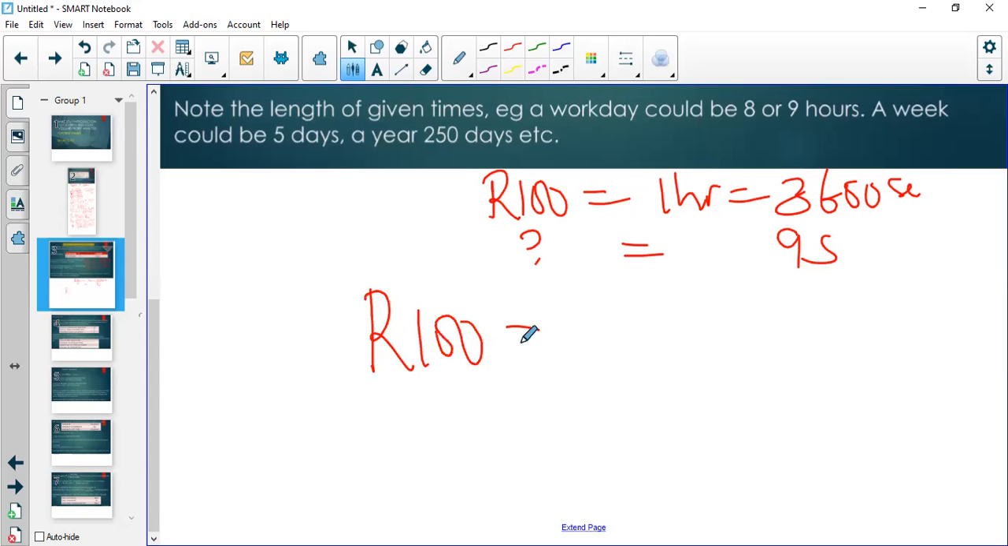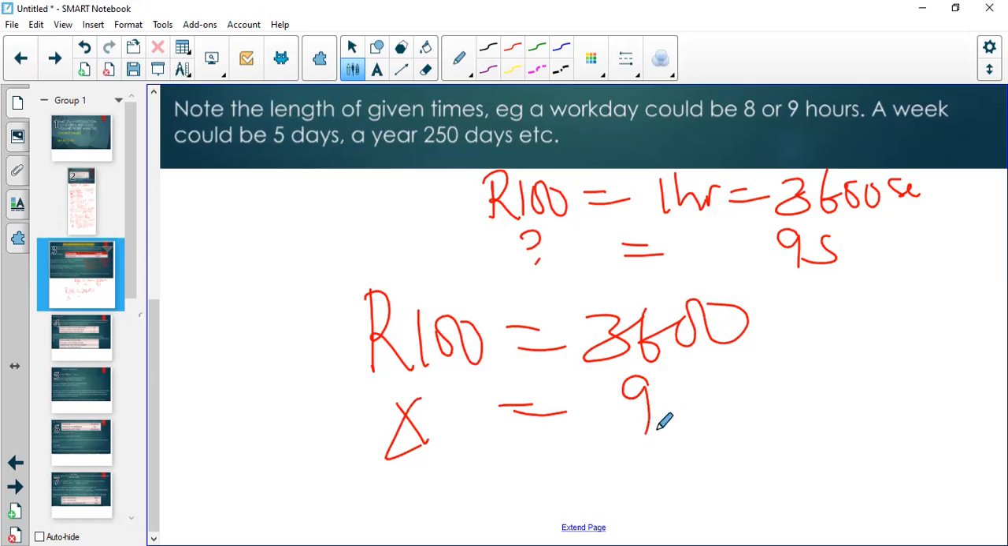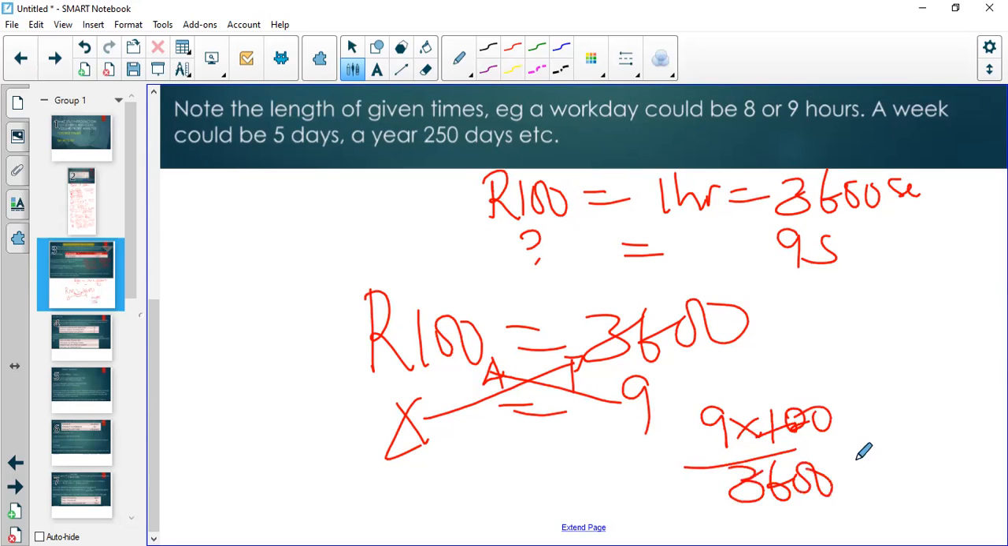100 is equal to 3,600. X is equal to 9. Then you cross multiply, right? You cross multiply. Then if you cross multiply, then you end up with 9 times 100 over 3,600, like that. Then that's going to be your value of X. That is the cost for 9 seconds.